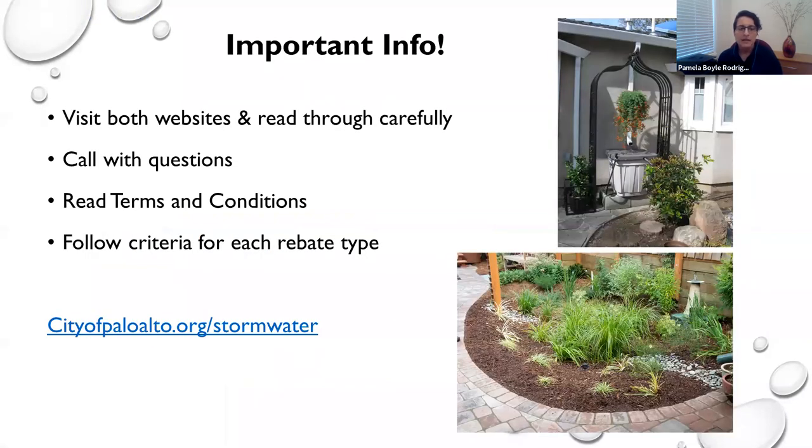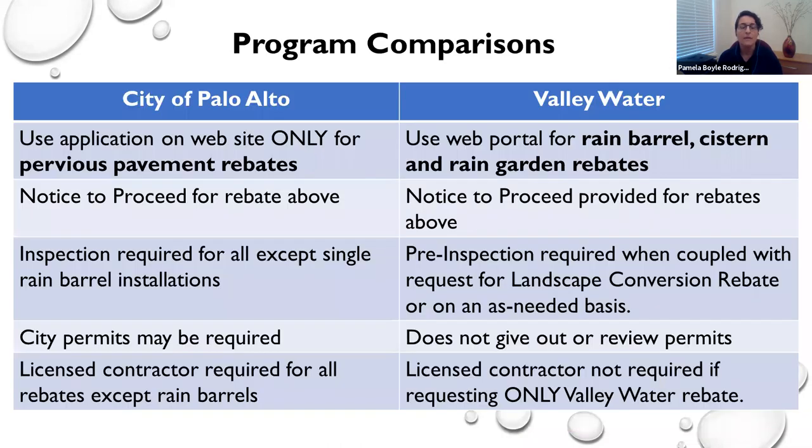Okay, next slide, please. As I mentioned, we're not going to get into the details about the program today, but I do want to point out that it's really important to read through our website. The City of Palo Alto /stormwater will take you to the City of Palo Alto Stormwater Rebate Program. And there is another website for Valley Water. What we are hoping to do with our city website is make it as clear as possible so that if you go to that website, you will understand how the partnership works and how it would work to apply for a rebate both through the city and Valley Water. If you are applying for that rebate through the partnership, you would apply through the Valley Water website. However, if you want some really detailed information about the program, maybe visit our site first.